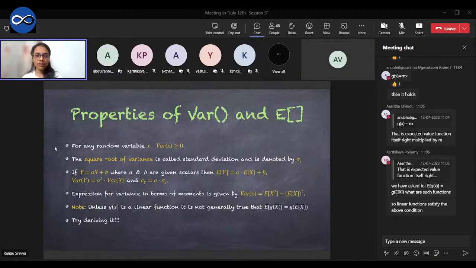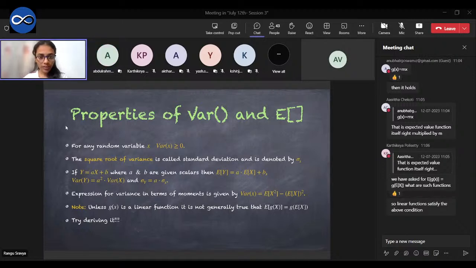Look at properties of variance and expected value. For any random variable x, variance is greater than or equal to 0. The square root of variance is called standard deviation and is denoted by sigma. I mentioned it in the previous slide also. If y equals ax plus b, where a and b are given scalars, then E of y equals a E of x plus b, variance of y equals a square variance of x, and sigma y equals modulus a into sigma x.